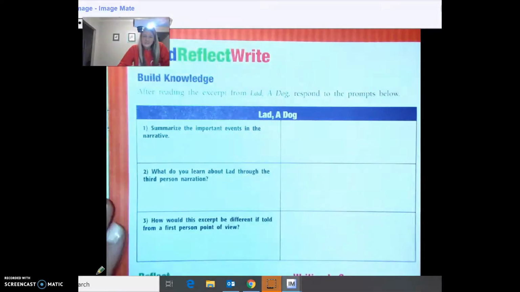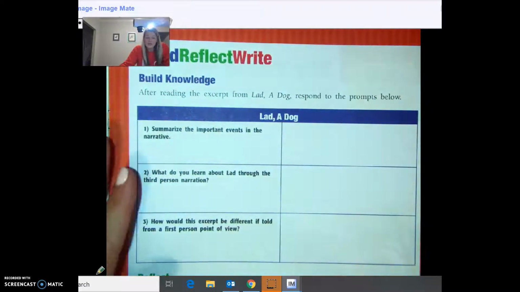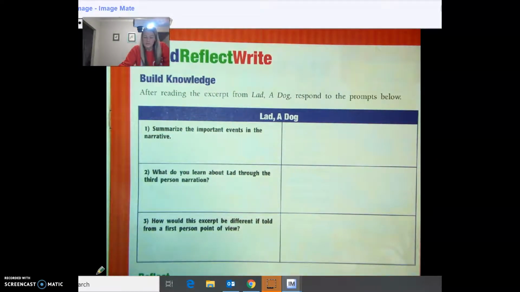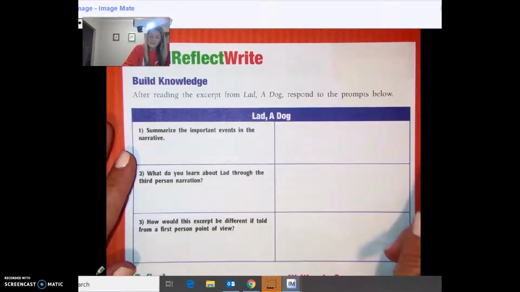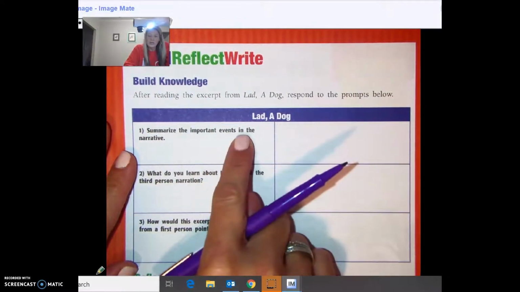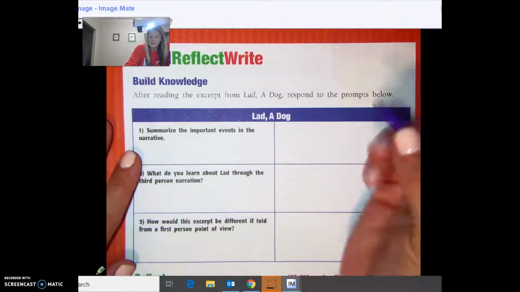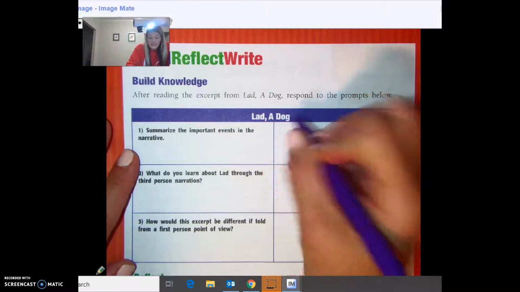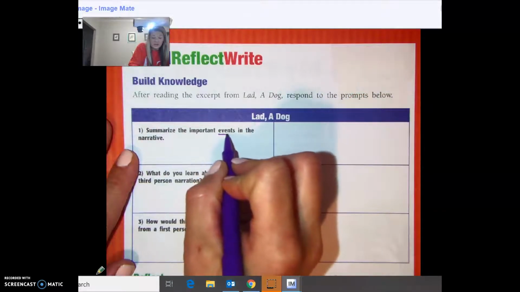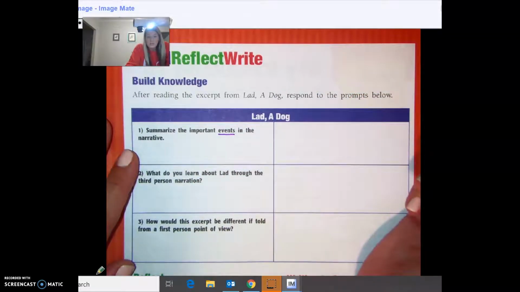Okay, so you guys have already done a summary of our story, but looking at the chart, the first thing it asks us to do is to summarize the important events in the narrative. So we are going to do a quick summary of the events. We're not going to really go in and discuss much about Lad and the kind of dog he is here. We're just going to look at the events of the story.